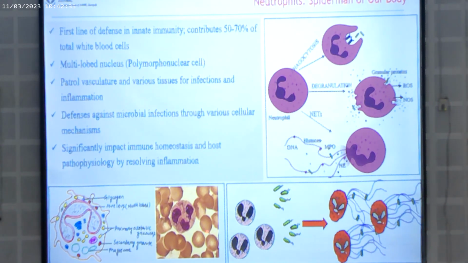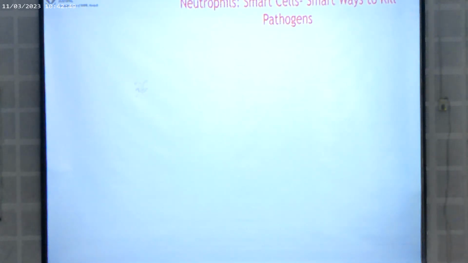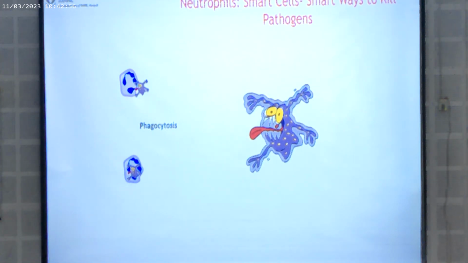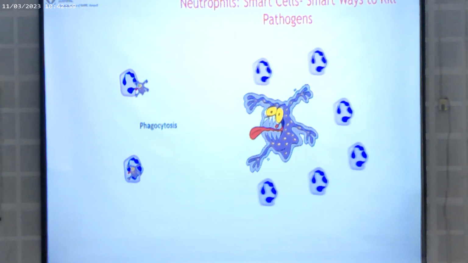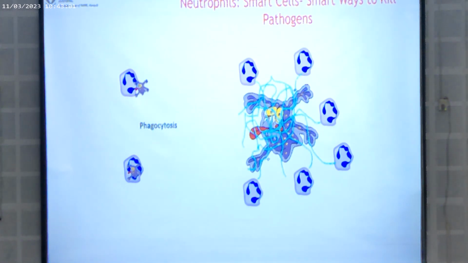So what are these NETs? When the neutrophils are stimulated with bacteria, they expel their DNA outside along with the histones and also granular proteins, and then they trap the bacteria and kill them. Not only bacteria, they kill many other fungi, pathogens and all of them. The theory is that if the bacteria or the pathogens are smaller than neutrophils, they do phagocytosis. If they are bigger than neutrophils, many neutrophils come together, expel their DNA outside and then kill them. This is exactly how a fisherman throws the web and catches the fishes. Similarly, these neutrophil extracellular traps are made in our body.